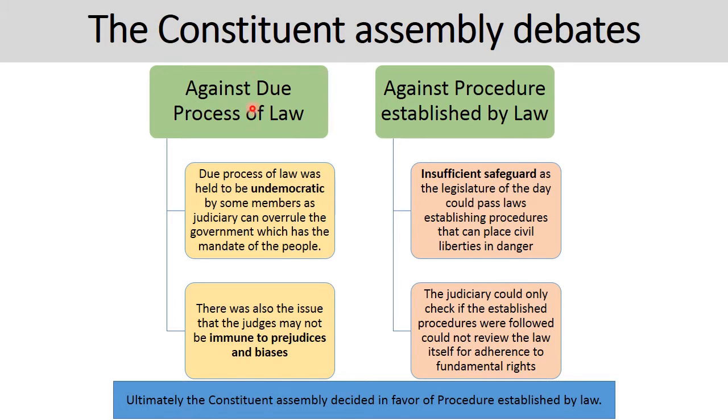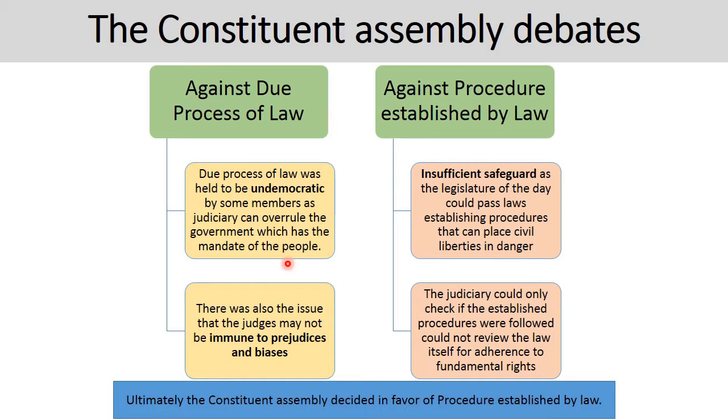One of the major arguments against due process of law was that it is undemocratic, as the judiciary can overrule the government, which has the mandate of the people. Obviously, if the judiciary can inquire into the fairness and reasonableness of a legislative action, that means the judiciary also has the power to overrule it. A democracy is where people elect their representatives, and if these representatives are bringing a law, it's assumed that it's the will of the people.